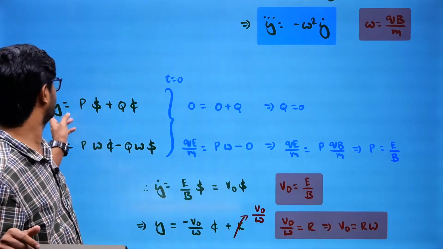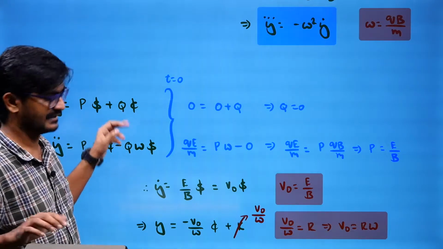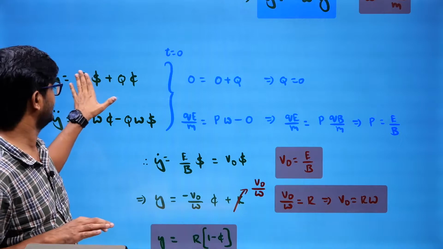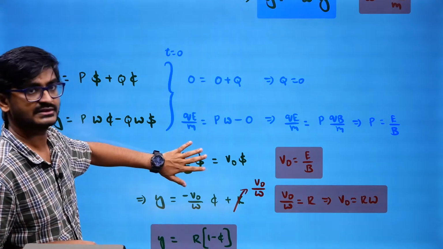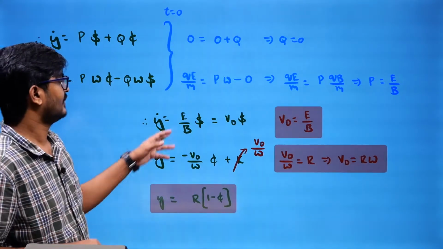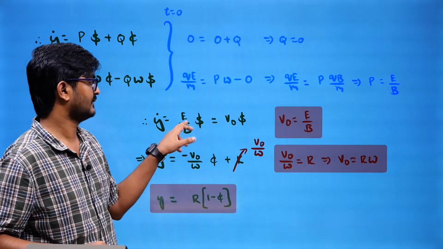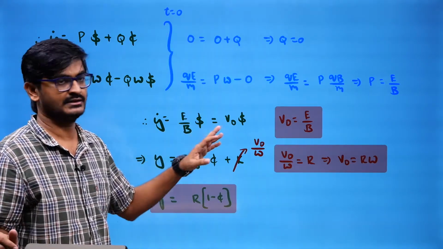So I assumed this will be the general solution. I got the value of p, I got the value of q. So when I substitute it back, q is 0 and p is E by B, I will be getting velocity along y axis as this much. Now what I am doing is I am calling this E by B as v0 for simplicity.